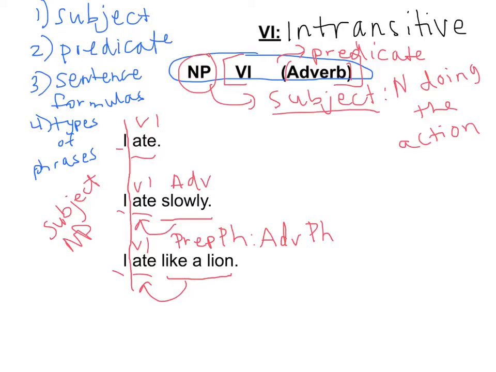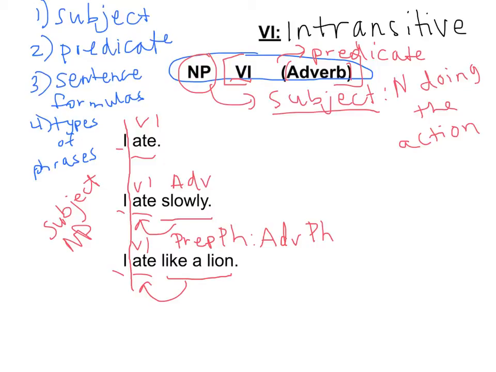So, let's practice this. A subject is always the noun doing the action. Predicate is always the verb and everything that comes after the verb. Okay, so in this sentence we have a VI, which is an intransitive verb. All of them are the same.